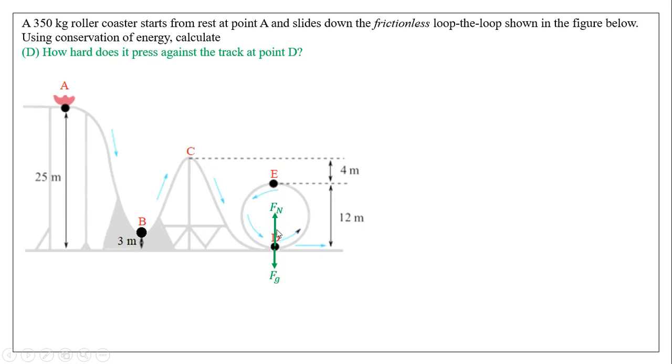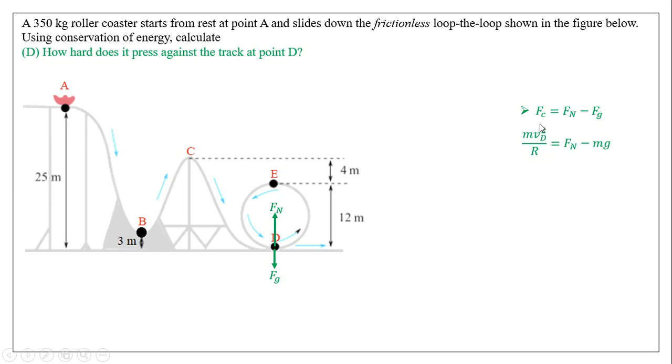But here I've drawn F of N a little bigger than F of G. As an object continually moves in a circle, its F of N and F of G are different. They're not equal. Actually, for this location, Fn must be a little bigger. So to do part D, I need to calculate Fn. How do I know to calculate Fn? Because the question is how hard does it press against the track. If the cart presses against the track, the track must push against the cart with an equal amount, just opposite in direction. So that's an indicator that it wants to find F of N, the contact force.